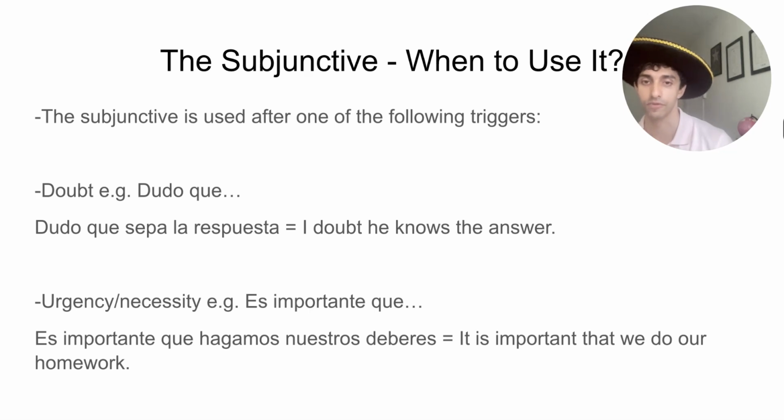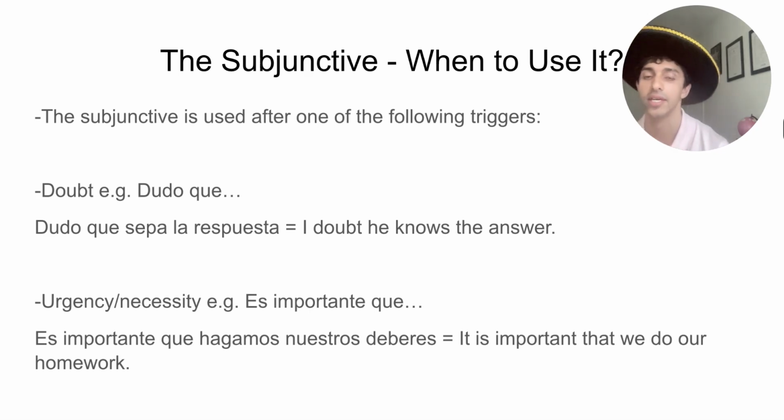For example, after a phrase like "es importante que", you'd say "es importante que hagamos nuestros deberes." It is important that we do our homework, or it's important for us to do our homework, potentially in English too, rather than "es importante que hacemos nuestros deberes." Hagamos is the present subjunctive from hacer in the nosotros form.